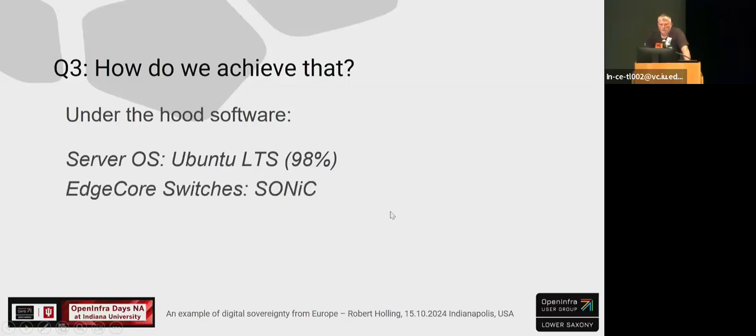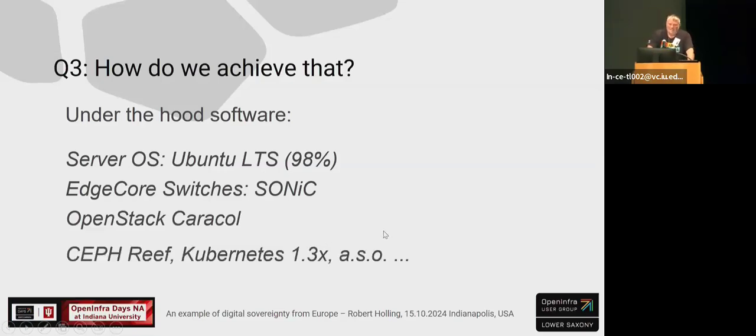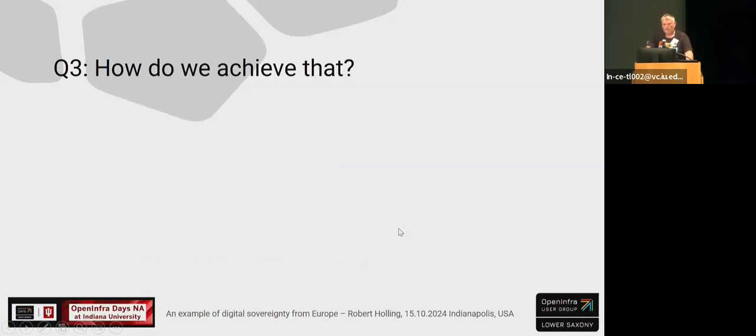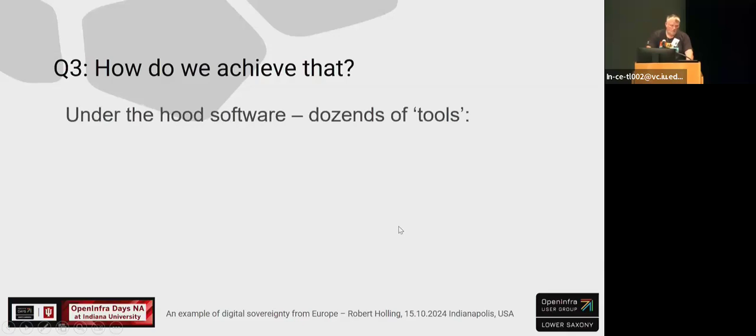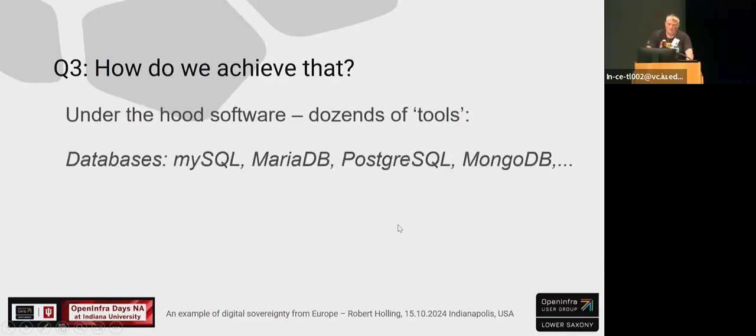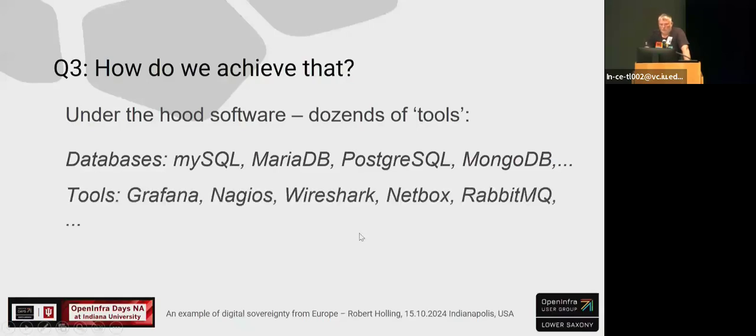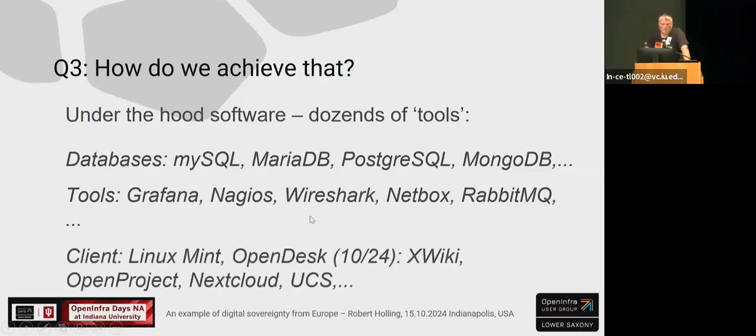The edge core switches are running SONiC. This is Caracal, not Caracol, I'm sorry, OpenStack release. And Ceph release Reef, Kubernetes 1.3, and so on and so on. Then dozens of tools, you all know them, databases, different MySQL, MariaDB, Postgres, Mongo, tools like Grafana, Nagios, Prometheus, Wireshark, Netbox, and so on. Endless list of tools, all of them open source.